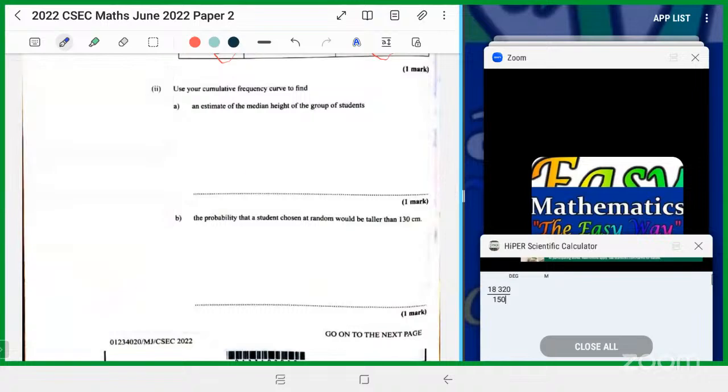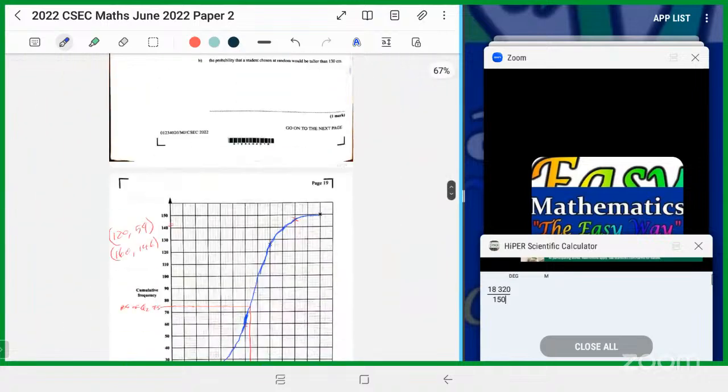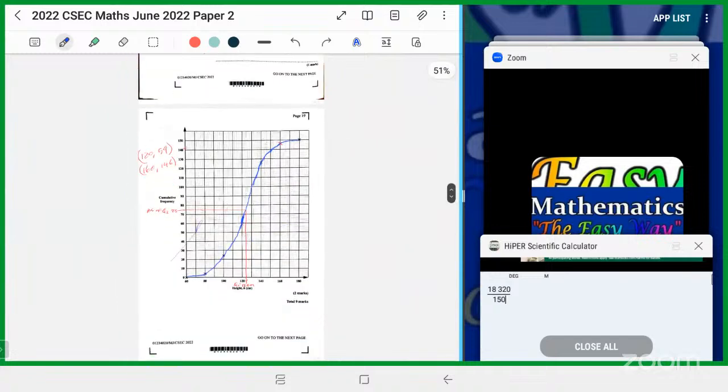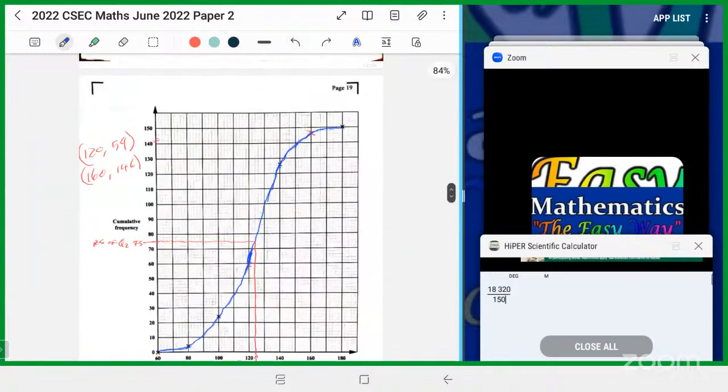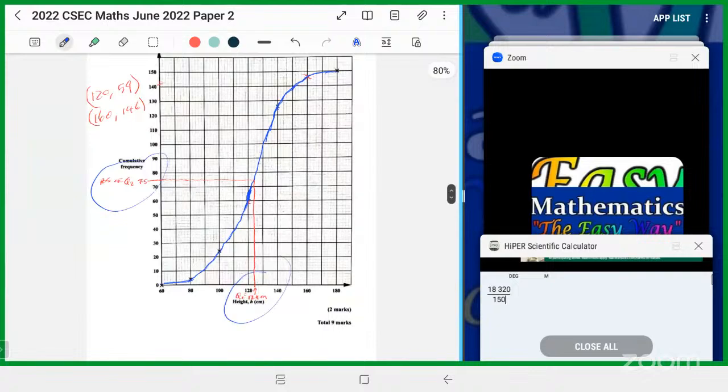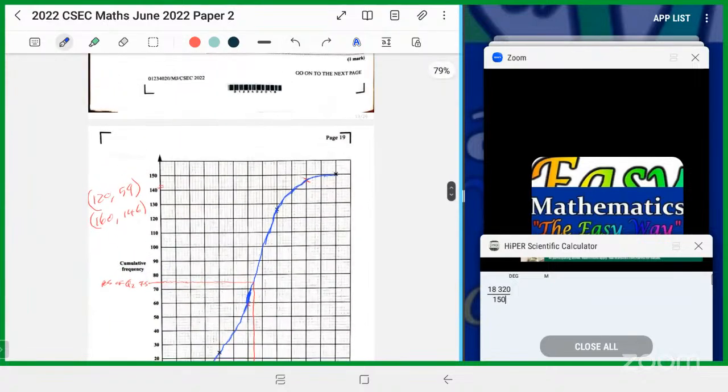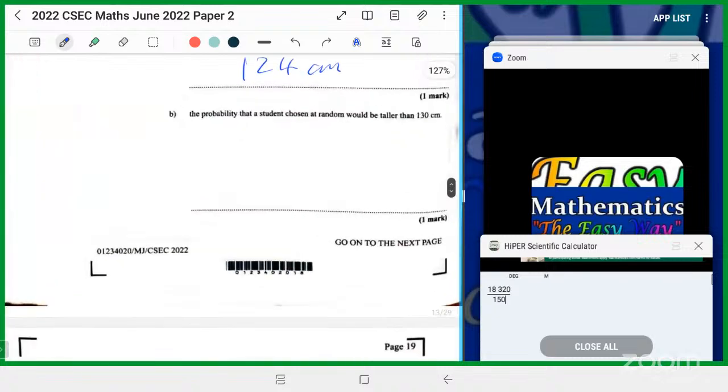All right. 124 centimeters. See, these lines on the graph, I leave them to show how I got my answer, and these markings down here, I'm leaving them as well. The examiner must see how you got your answer, guys. Draw lines on the graph.